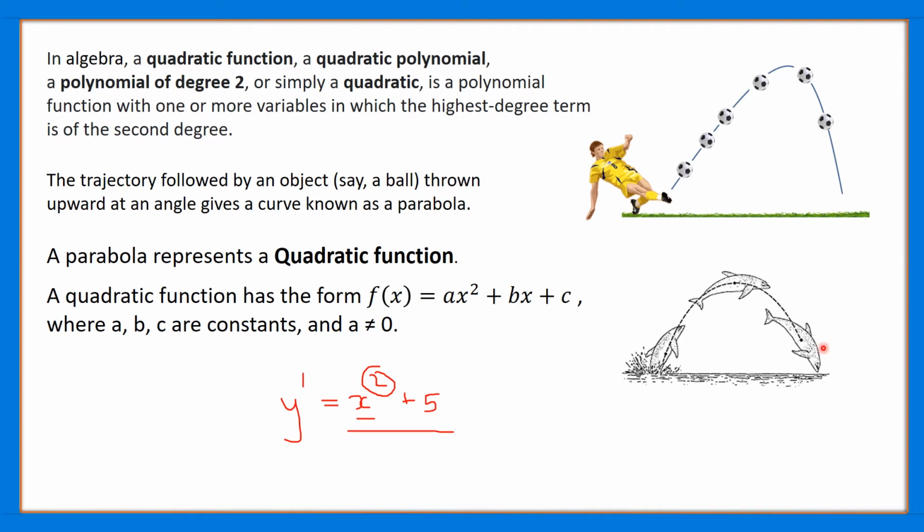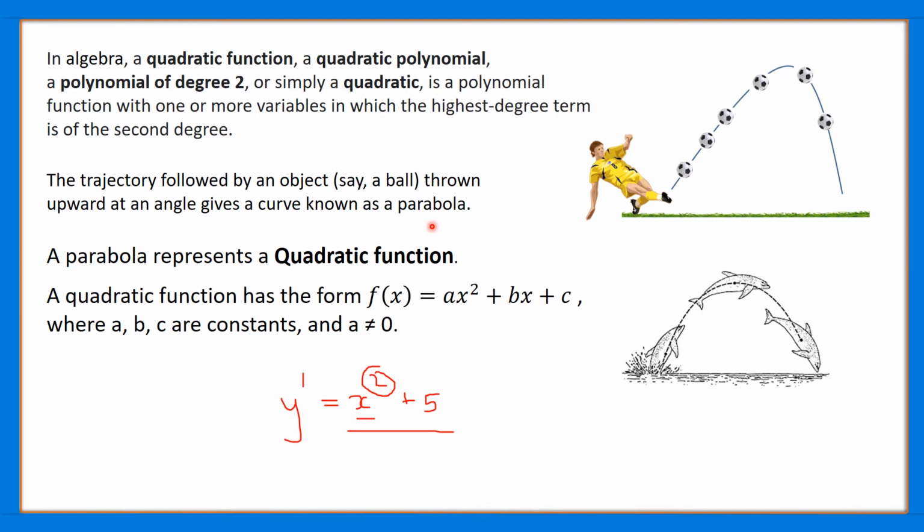So the trajectory followed by an object that is thrown upward at a particular angle will give us a curve which is known as a parabola. Okay, a parabola will always represent a quadratic equation. We all know that the linear equation is of the form y = mx + c, and y = mx + c is the general form for a linear equation.